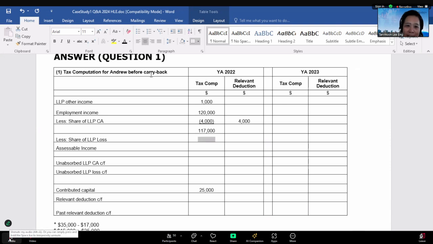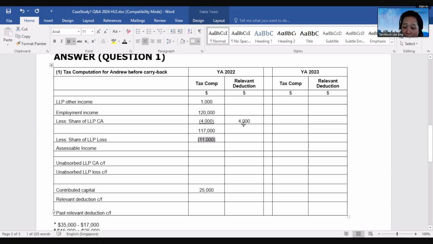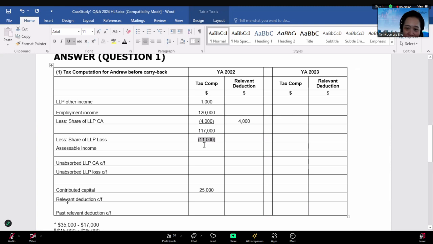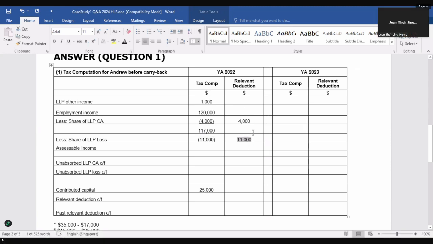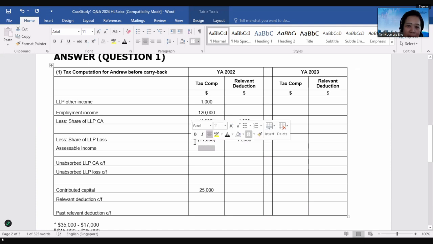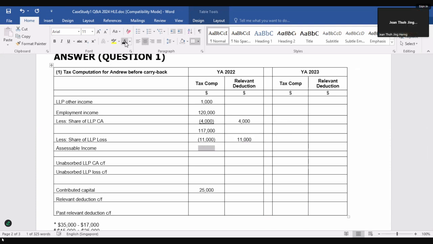Okay, to be precise, you must take into consideration the 4,000. 4,000 plus 11,000 is 15,000. This 15,000 is still within 25,000. So remember, both. So it makes the accessible income 106,000. Correct. Good.